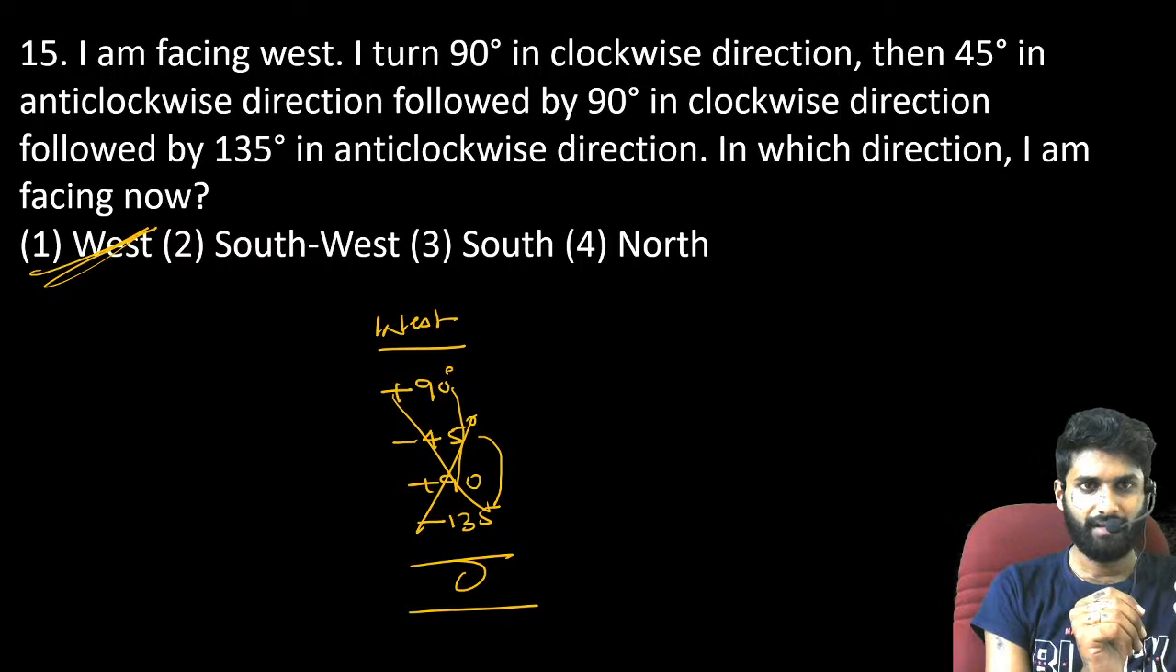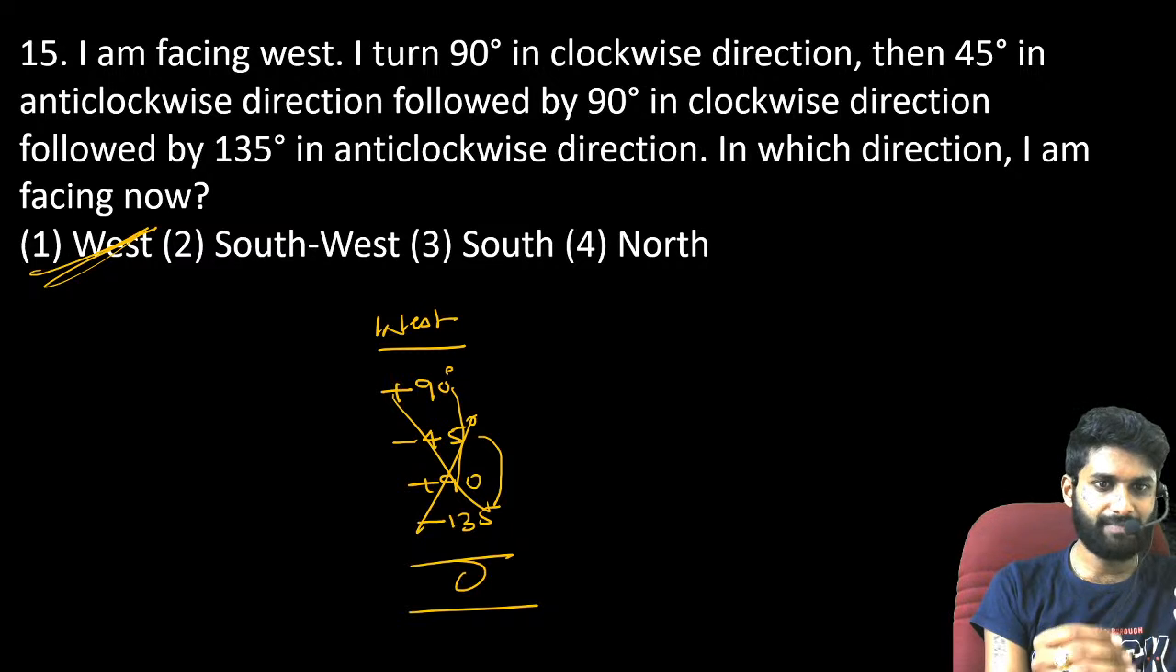Next one, NT. It turns 90 degrees clockwise, plus 90. 45 degrees anti-clockwise; anti-clockwise, take it as a minus number. Again 90 degrees clockwise, plus 90. Again anti-clockwise by 135 degrees. That is equal to minus 135.